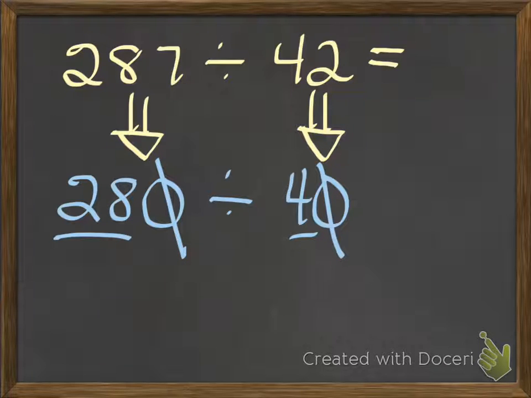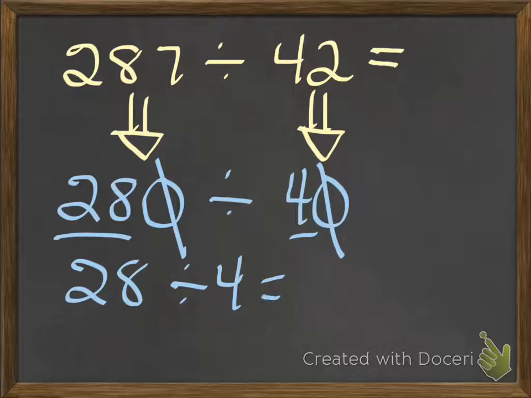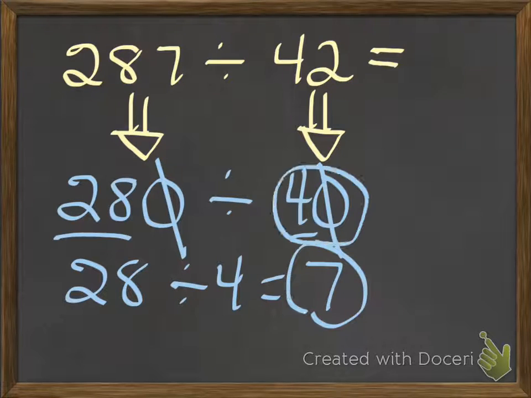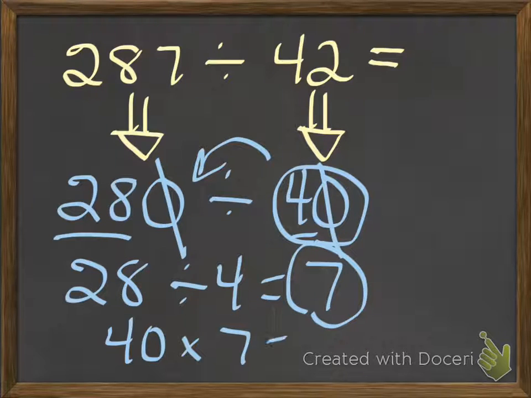If there were more than one, I could only take off one when I divide by 10. And then that leaves me with 28 divided by 4. I know that 4 times 7 is 28, so 7 times 40 should equal 280. Let's check. 40 times 7, 7 times 4 is 28. Tack on that 0 at the end, and I've got 280, just like I started with.